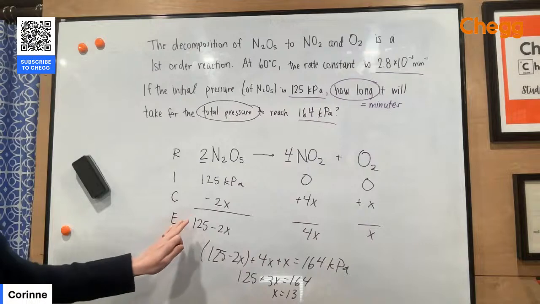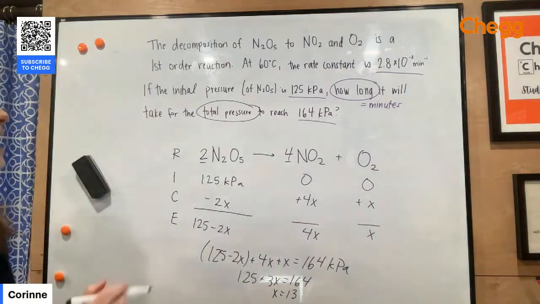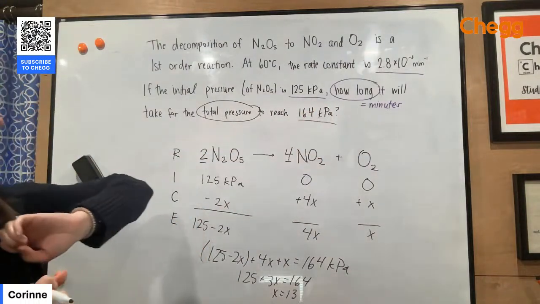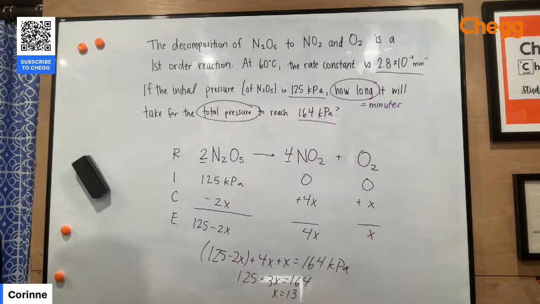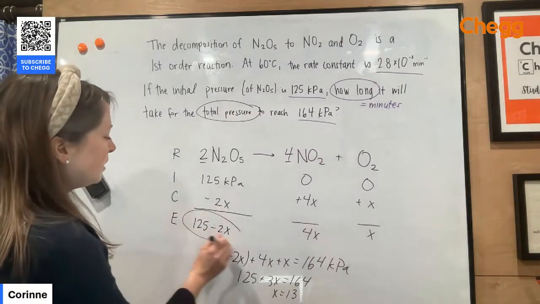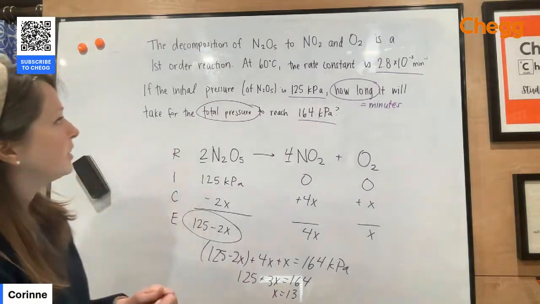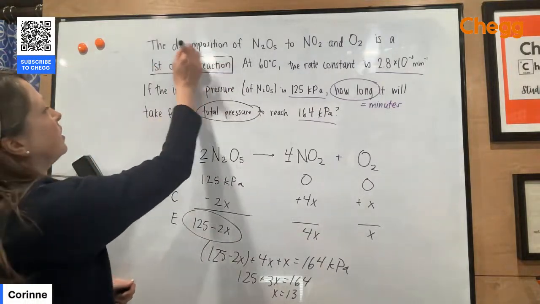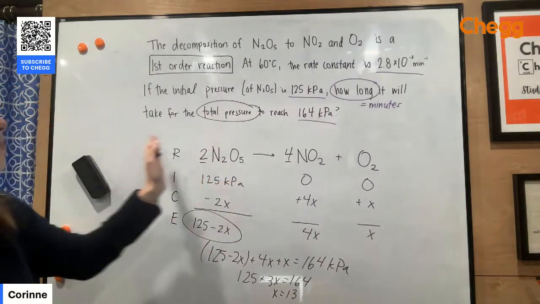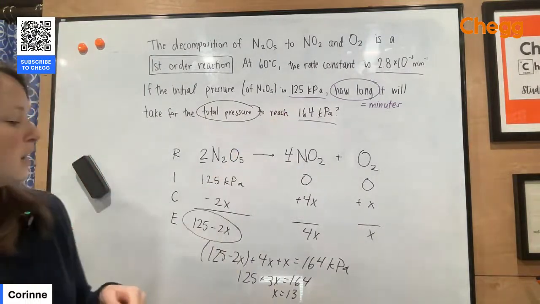All right, so now I can use that. And you're like, wait, okay, why do we just do that, right? The goal is to figure out how long it's going to take for us to reach this point where the total pressure is 164 kilopascals. So far what we have done is we have solved for x. This is important because I want to figure out what my final pressure of that N2O5 is. Why? Because this is a first order reaction with respect to that single reactant, right? So the whole rate is going to be based on this. So I'm going to use the rate law to then solve for the time using my rate constant.